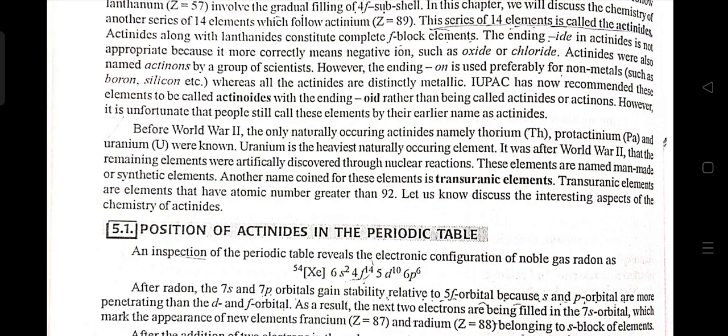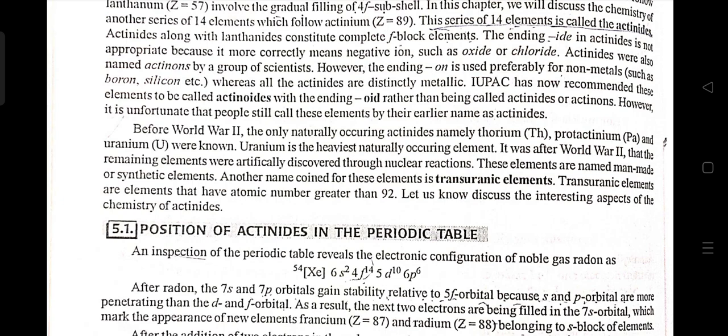Before World War II, the only naturally occurring actinides, namely thorium, protactinium, and uranium, were known. Uranium is the heaviest naturally occurring element. It was after World War II that the remaining elements were artificially discovered through nuclear reactions. These elements were man-made or synthetic elements. Another name coined for these elements is transuranic elements. Transuranic elements are the elements that have atomic number greater than 92.